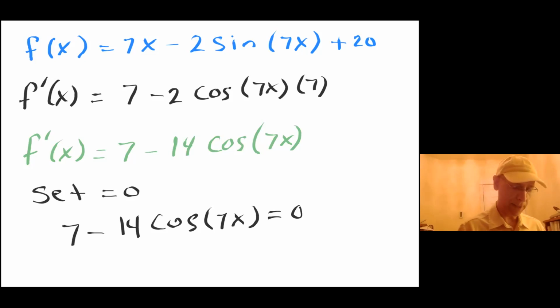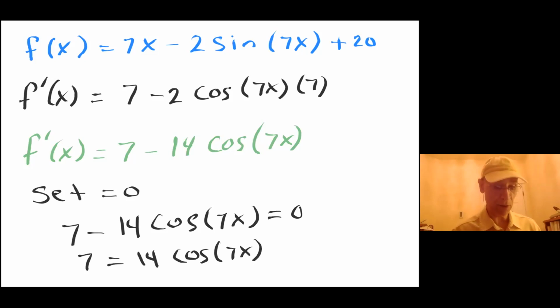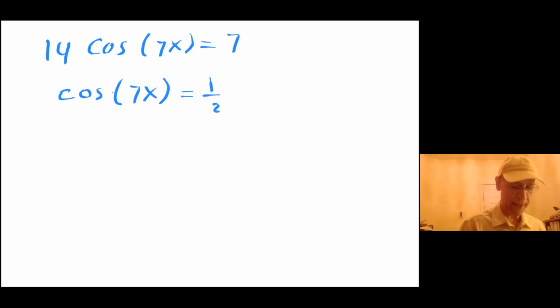I'm going to go ahead and rearrange. So I have 7 equals 14 cosine of 7x. Divide both sides by 14, and I get cosine of 7x equals 1/2.